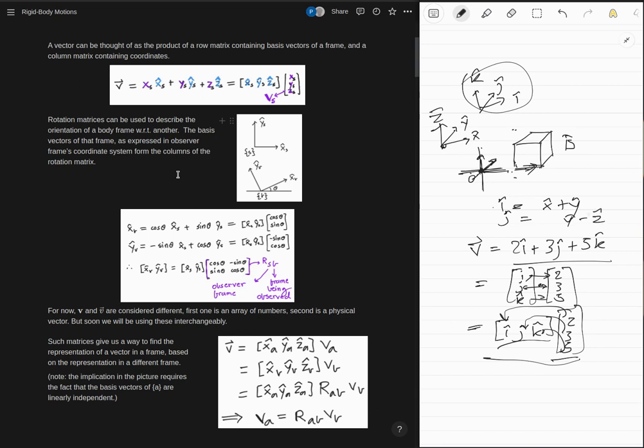Then what that means is you can write i hat as this thing. You can write it like this: x hat, y hat, z hat, and this times this vector, which is just 1 1 0, right? Using the kind of dot product thing that we defined earlier. So using this definition of multiplication of these two arrays, basically you can write it like that.